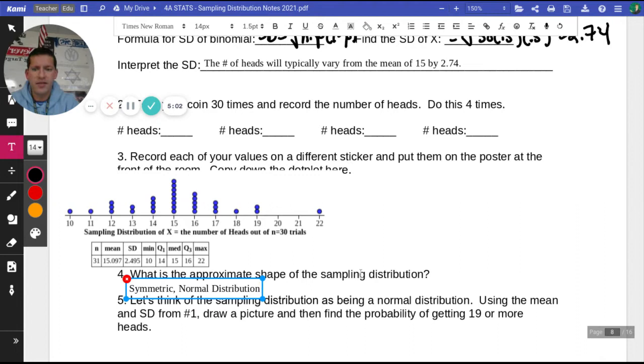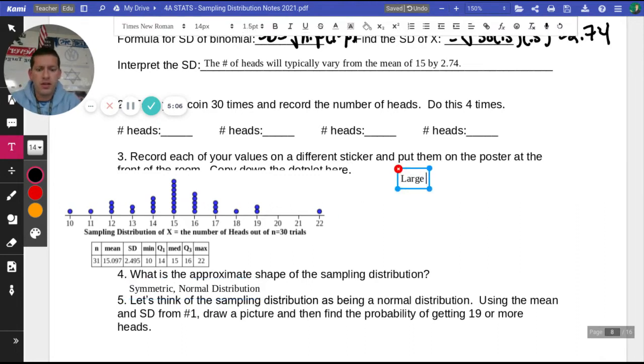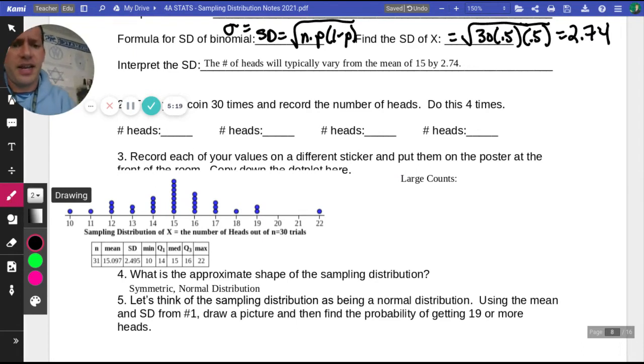And we actually have a way to check this mathematically as well, and we call it the large counts condition. So what we do with the large counts is we see, is n times p greater than or equal to 10, and then is n times 1 minus p greater than or equal to 10. So I'm going to jot this down, so that's why my face got a little bigger.